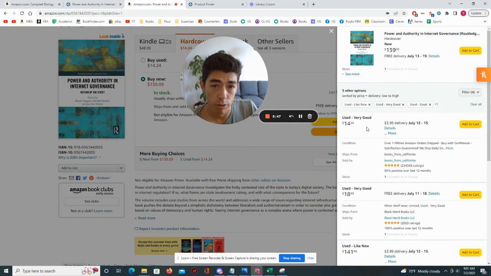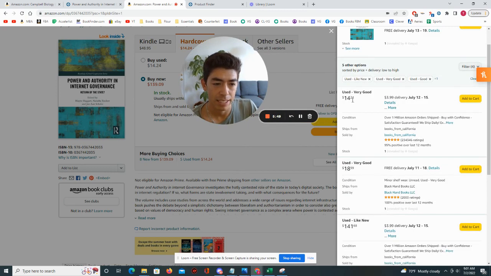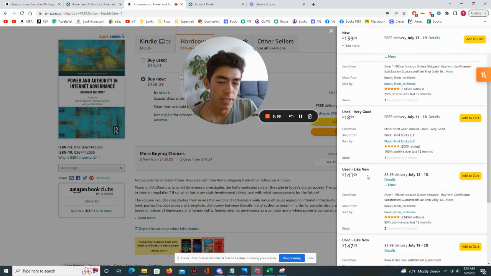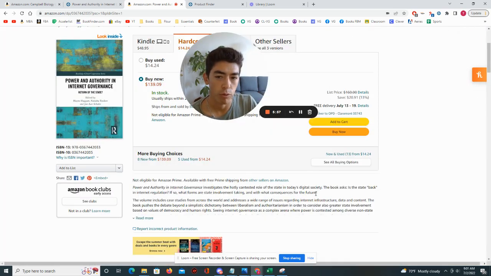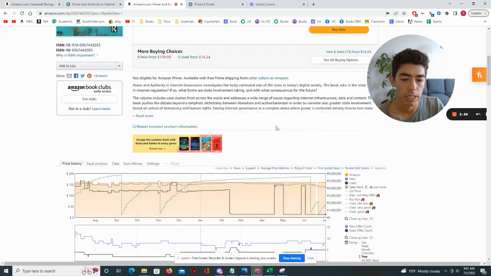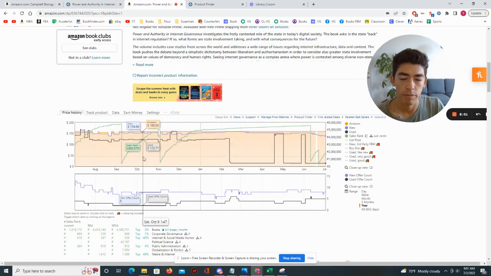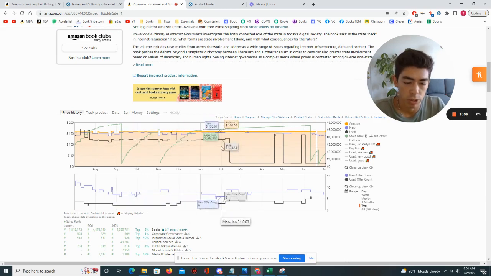But let's take a look at what's happening. So you have 2 used offers right now for about $18.99, right? They're competing against each other. There's a repricing war there. And if you were to buy those 2 copies, then the next copy jumps up to $141, which would be basically right back at what these people had purchased the book for.